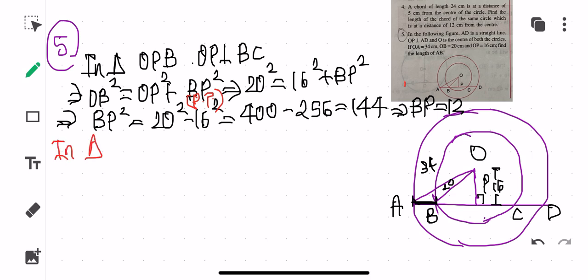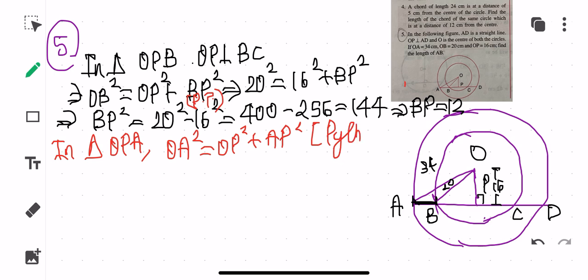Now what will you write? In triangle OPA, OA square is equal to OP square plus AP square, and this is by Pythagoras theorem. So this implies, how much is OA, children? This has been given as 34 square is equal to OP, which has been given as 16, so 16 square, plus AP square.